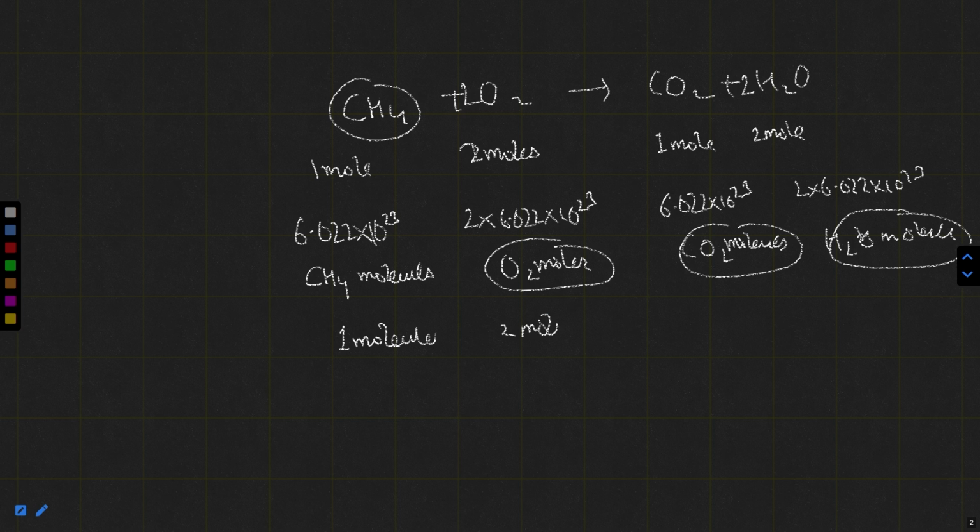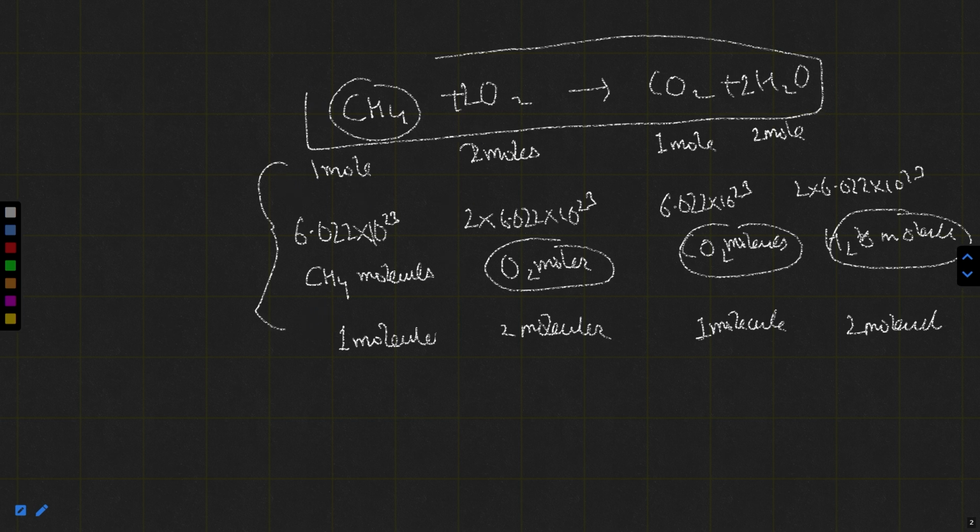Or else we can say one molecule reacts with 2 molecules of oxygen to give 1 molecule of carbon dioxide and 2 molecules of H2O. See, this much information can be obtained from this single equation, right? From a balanced equation, I would say. Clear?